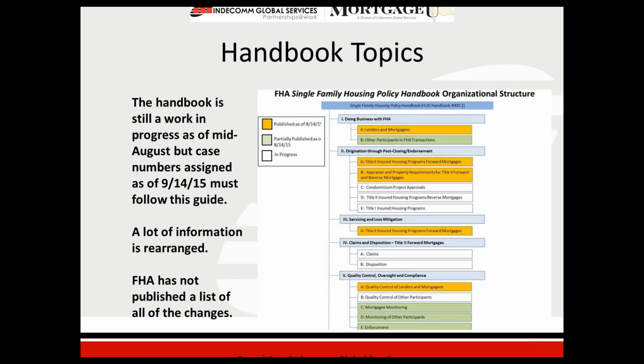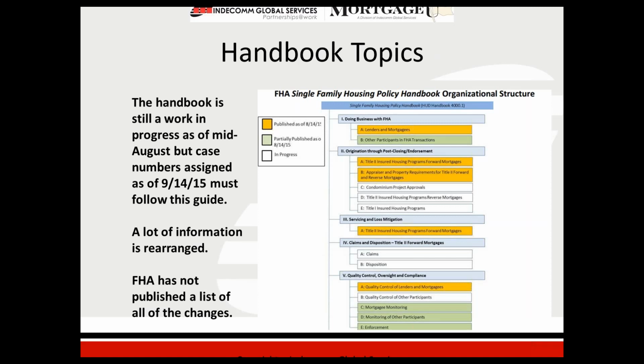To give you an idea of how the handbook is organized, you can see that on the screen in front of you. Part 1, which is called Doing Business with FHA, is primarily for lenders to follow: getting new hire details, signing up through FHA Connection, and so forth. So that's more of an organizational chapter.